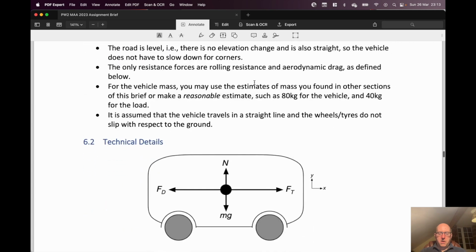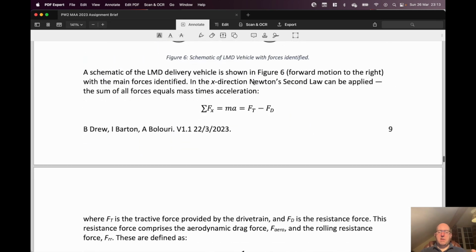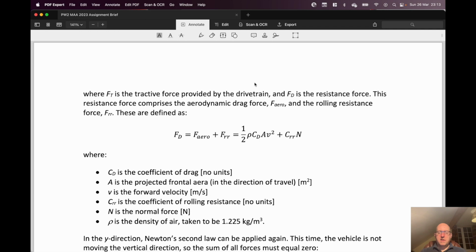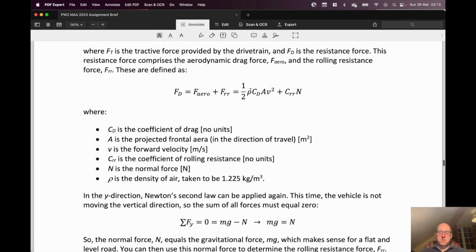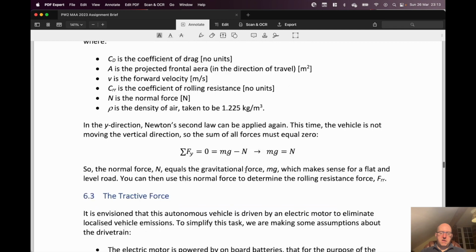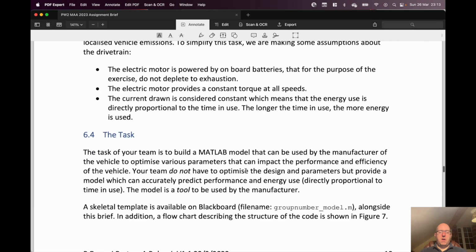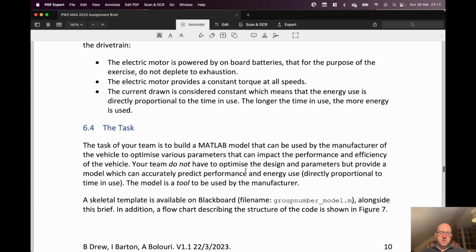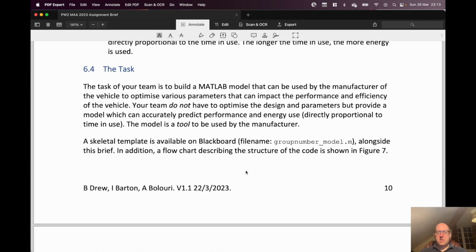So, like I said, I'm not going to go into details, but again, free body diagram, Newton's second law, so this is all related to dynamics. Talk about resistance from the aerodynamics. There's equations given to you here, and some assumptions as well, and there'll be the details of the equations in there. And we talk about the tractive force, some assumptions around that, and then the task is obviously to build a MATLAB model that can be used by the manufacturer to help optimize it. Your role is not actually to optimize it; it's just to build the model. So that's what you've got to do.